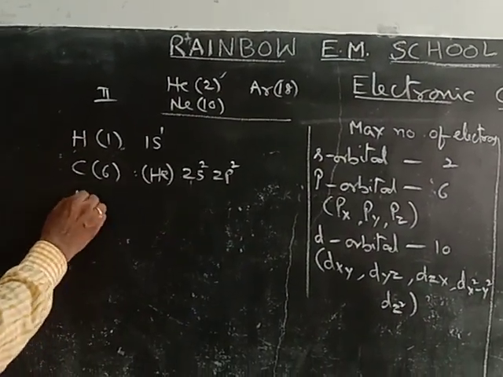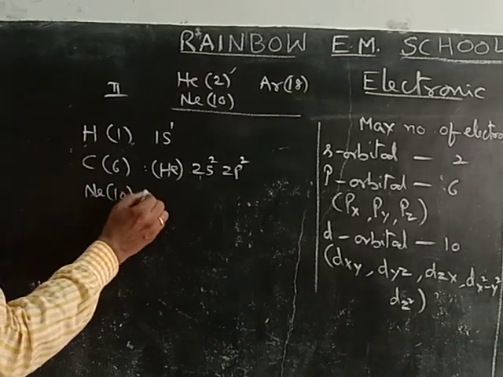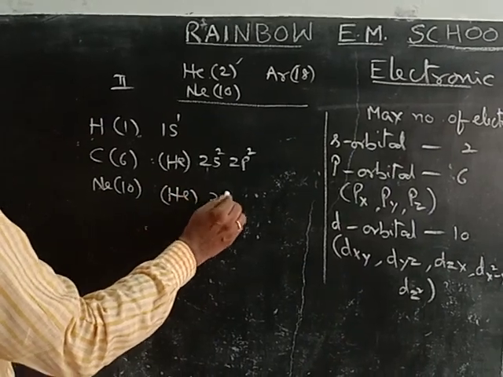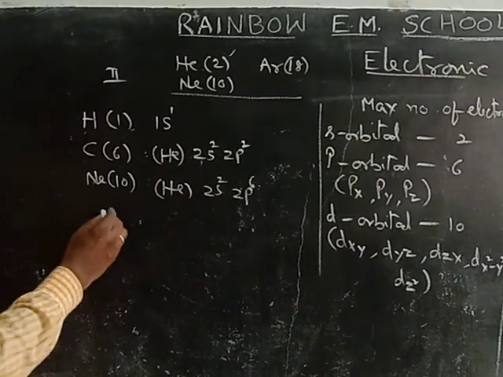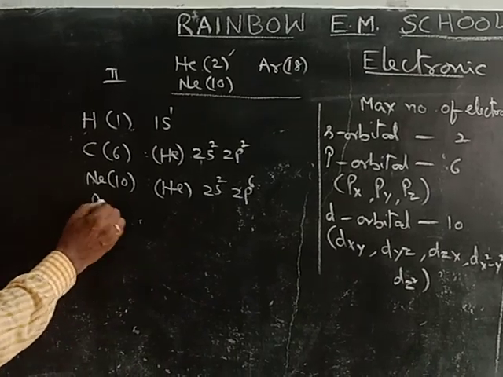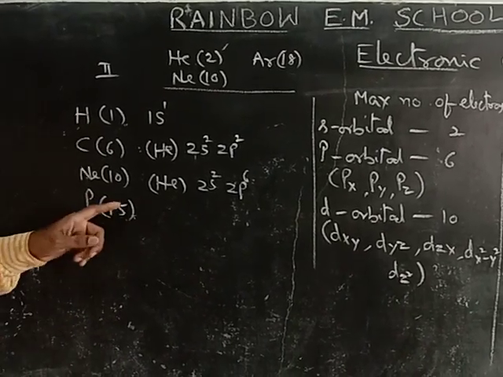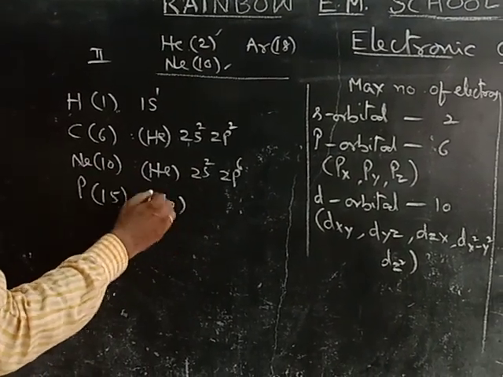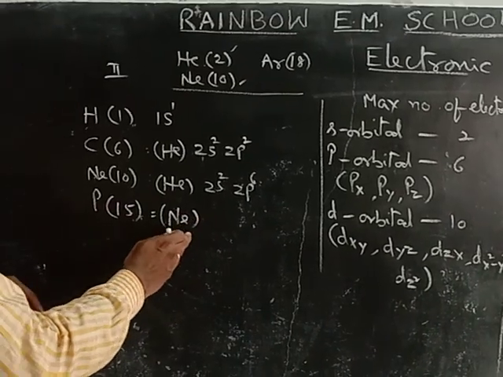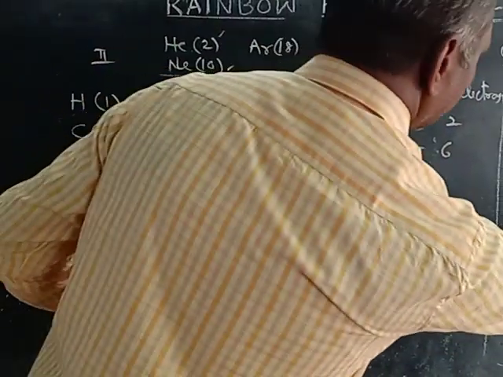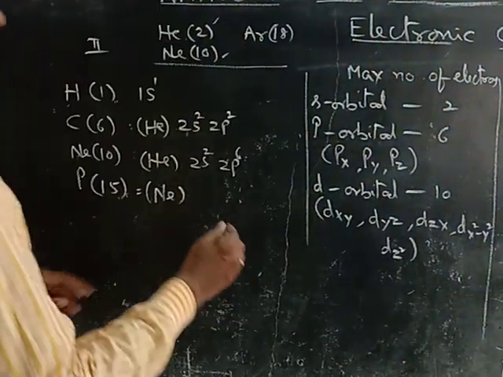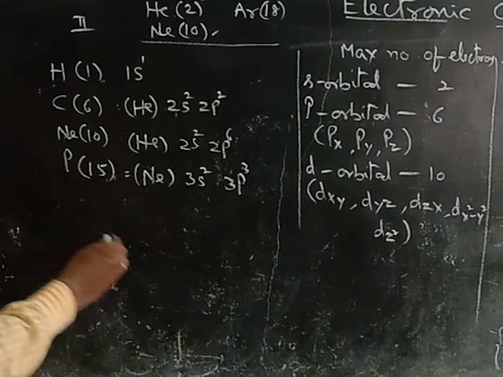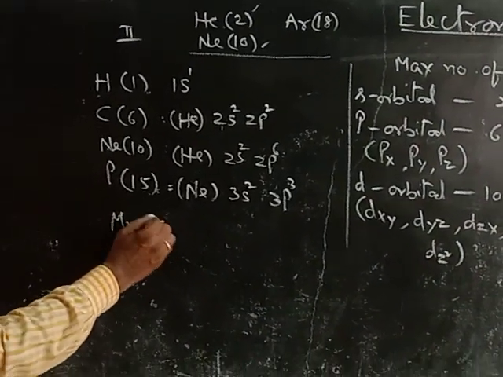Next one is neon, atomic number 10. Below 10 the inert gas is helium, so you can write helium as it is, 2s2, 2p6. Next one is phosphorus 15. Below 15, the nearest inert gas is neon, so you can write neon. Neon means 10 electrons are already filled. Remaining is 3s2, 3p3.